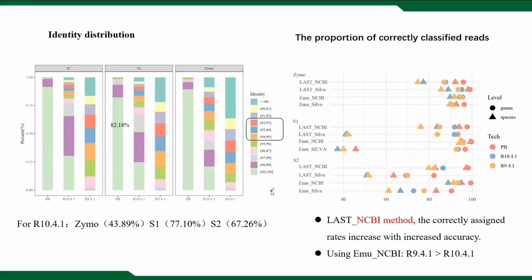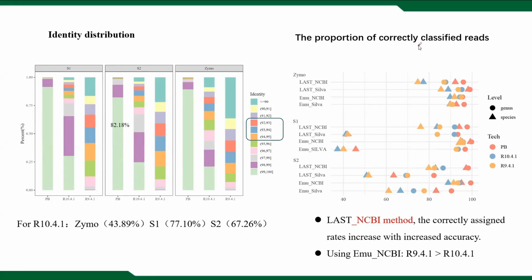The similarity of 16S impacts the accuracy of species identification. At least 92.18% of the reads on the Illumina platform had a similarity of more than 99%. However, the similarity of the reads obtained via the R9 platform is mostly between 92% and 95%. Moreover, for the R10 flow cell, more than 97% identity was accounted for by Zymo, 43.89%, and by S1, 77.10%, and by S2, 67.26%, respectively.